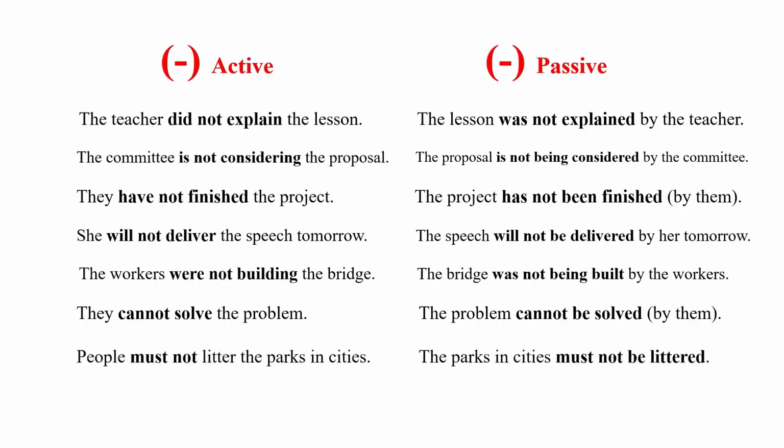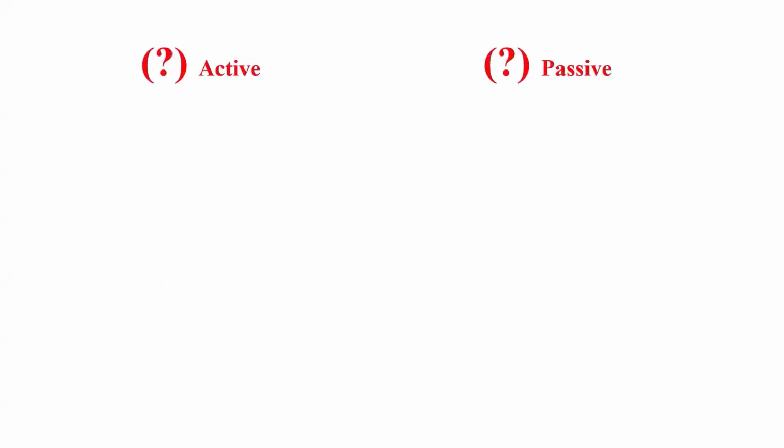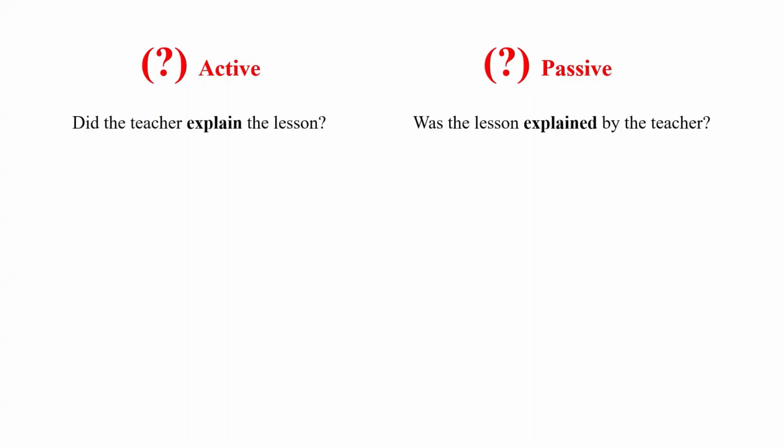People must not litter the parks in cities. The parks in cities must not be littered. Then let's have some question formats, okay, active and passive. Did the teacher explain the lesson? Was the lesson explained by the teacher?